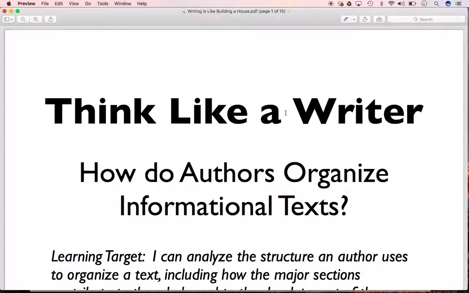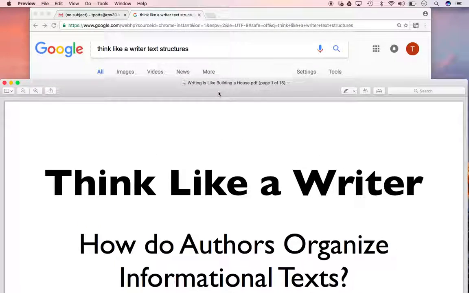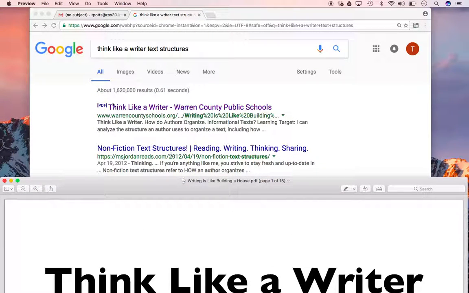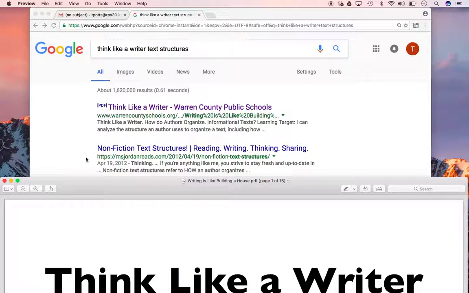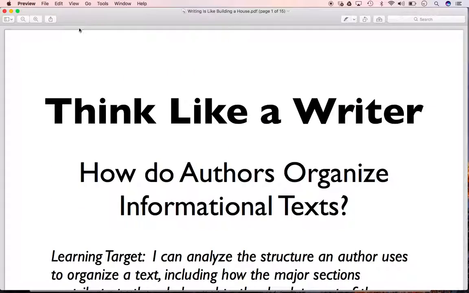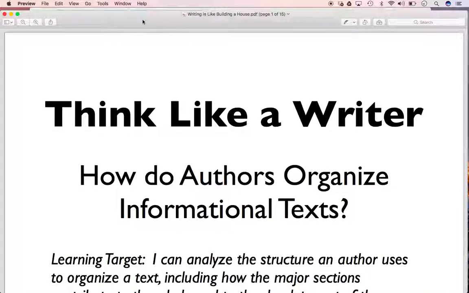I found this lovely PDF document on the internet, and I scrolled through it, and I thought this does all the work for me. So I want to thank whoever made this PDF at warrencountyschools.org for helping our class out because it's so well organized, and why reinvent the wheel.